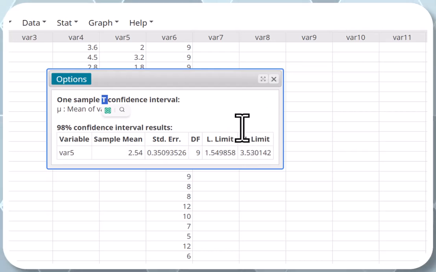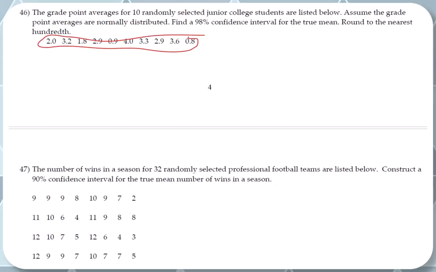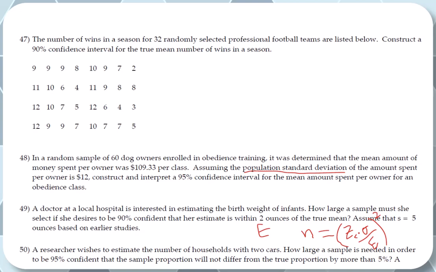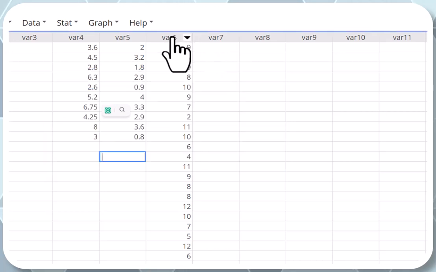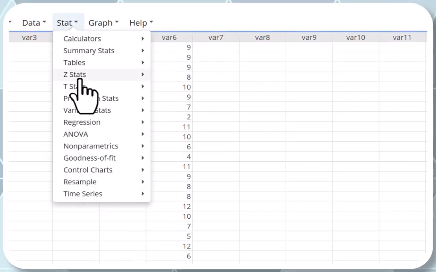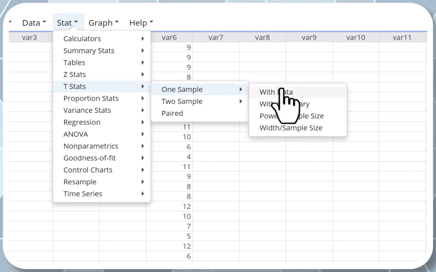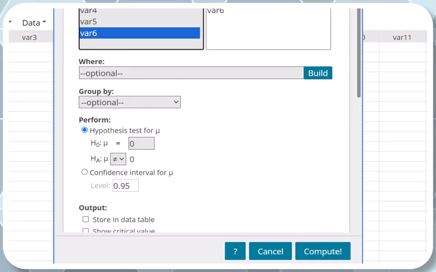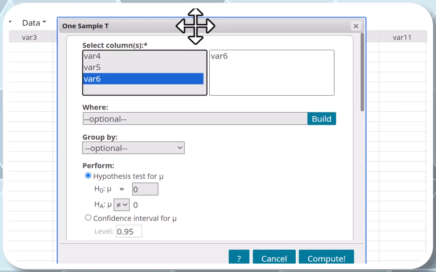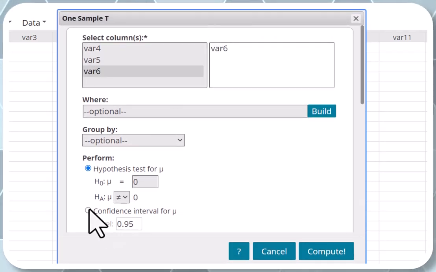Okay, next question. The number of wins in a season for 32 randomly selected professional football teams are listed below. Construct a 90% confidence interval for the mean number of wins in a season. I put the data already in StatCrunch, and all we need is to run the test. We need a 90% confidence interval, so I'll show you. You can see I put the data under variable 6, so you just go to Stat, T Stats, One Sample with Data, select variable 6, and we need a 90% confidence interval.